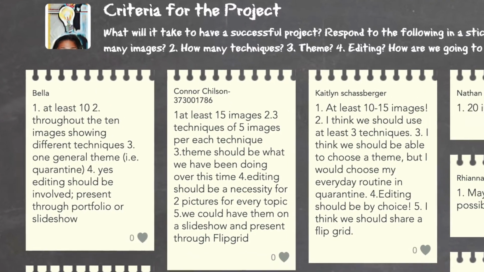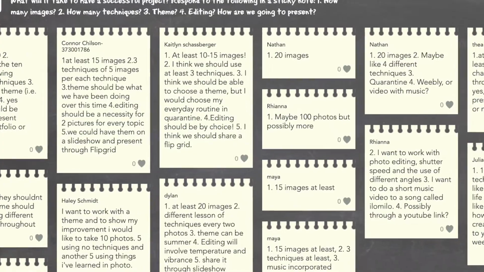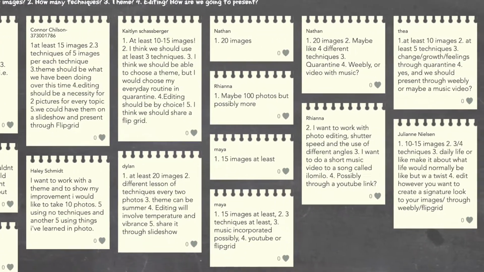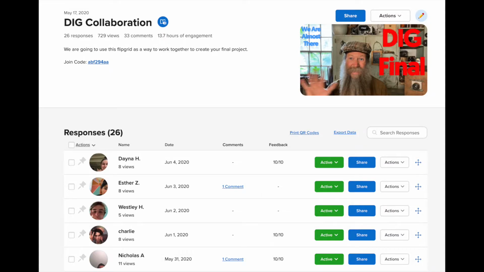I had them come up with some ideas of how they were going to do that. Then I had a little quick video that I walked them through, just talking about how they were going to explain it. They were then going to make a Flipgrid to explain their idea: how many pictures they thought they were going to need to demonstrate their mastery, how many techniques they were going to use, and how they were going to approach doing it.